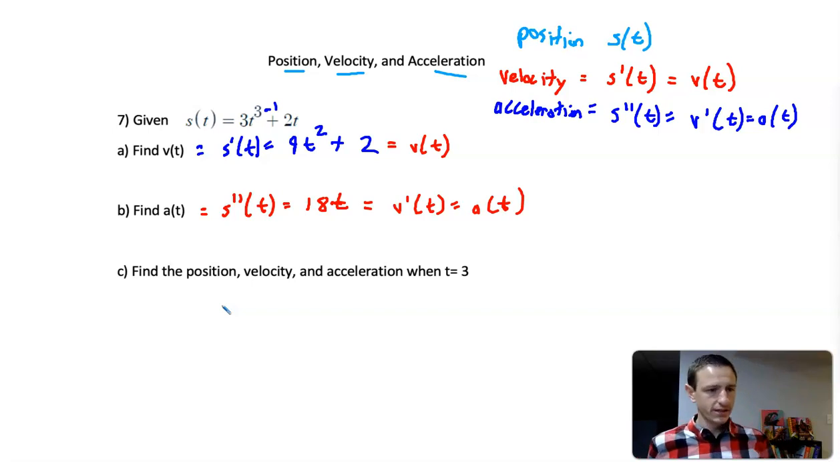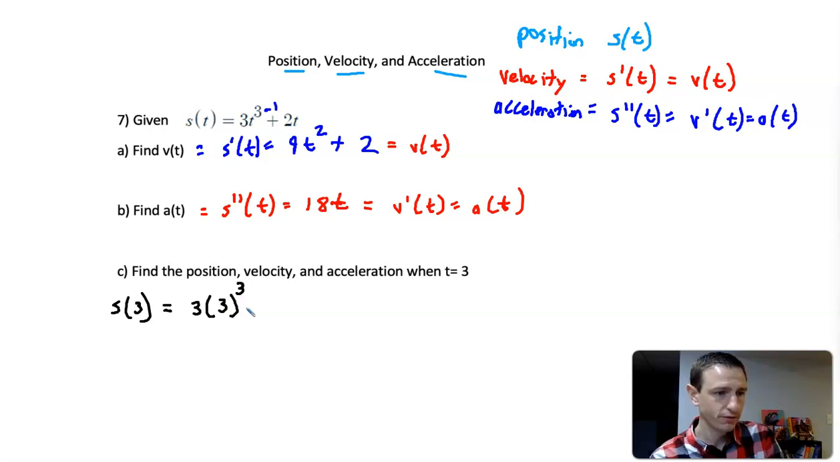So now the last question here is asking, find the position, velocity, and acceleration when t equals 3. Okay. So position, when t equals 3, all we're doing there is just plugging in 3 into our position function. So it's going to be 3 times 3 to the third, wow, a lot of 3's going on here, plus 2 times 3. Just so I don't make a mental error here: 3 to the third, 27, times 3, plus 6, 87.